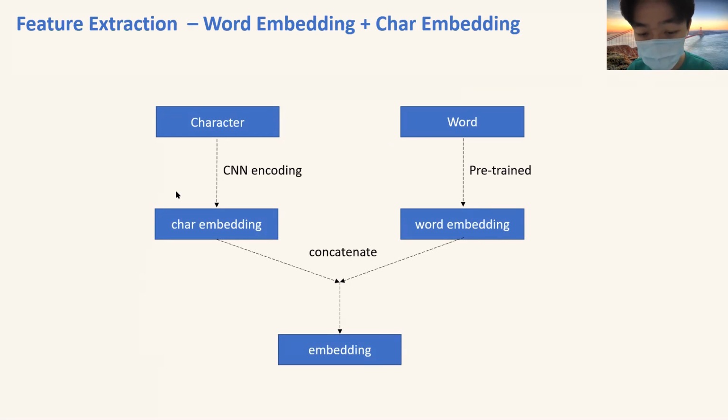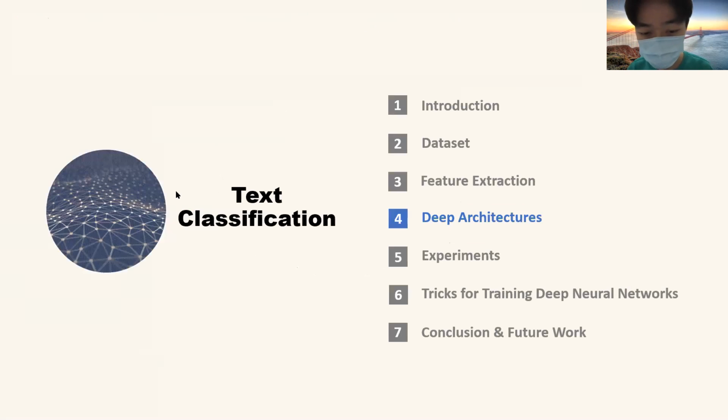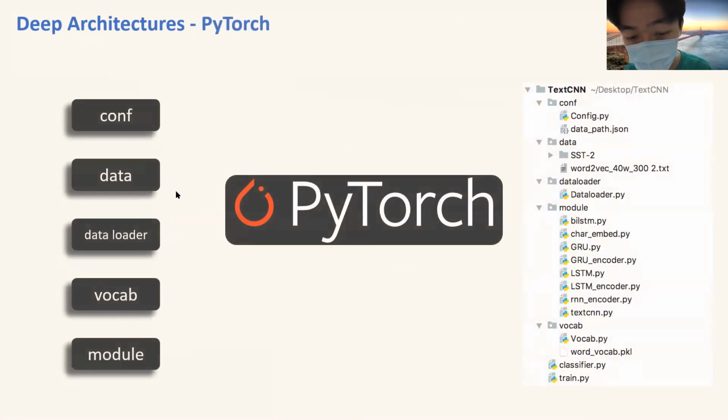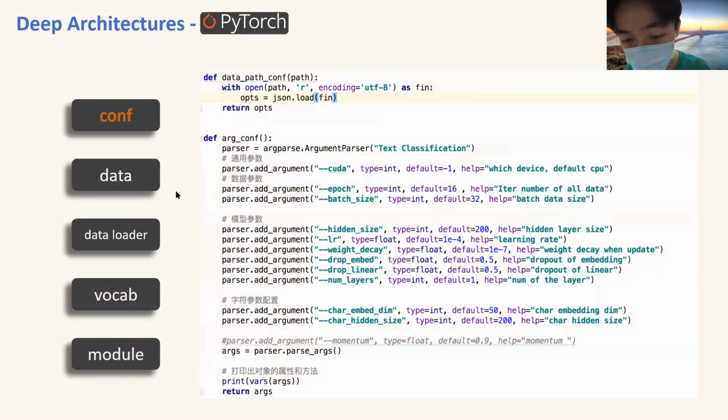Then we come to the deep architectures. First, I will talk about the deep learning text classification system we implemented. It mainly contains 5 modules. The first is used to parse the command line to read parameters. Each hyperparameter is set with a default initial value, and a prompt message is given.